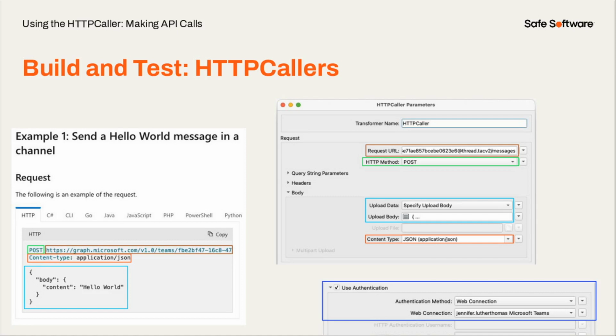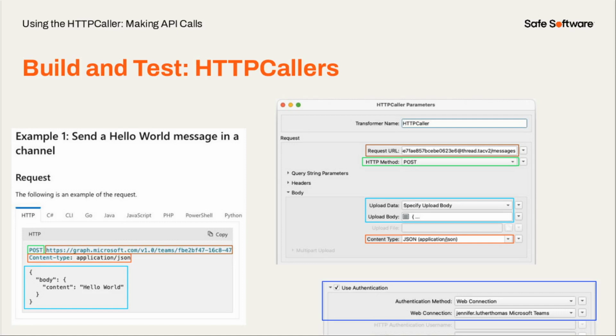Once you've put all of that together and you've built your web service, you've got a web connection, it works, you can authenticate no problem. You can test this out in an HTTP caller, very similar to how Matt set his up with Precisely. Here Microsoft have given an example, just sending a basic hello world message to a channel. You can see in the color-coded boxes where to put the method, the post, you set that in the HTTP caller, where the URL goes, and you can see that they've got their channel ID and team ID in that URL.